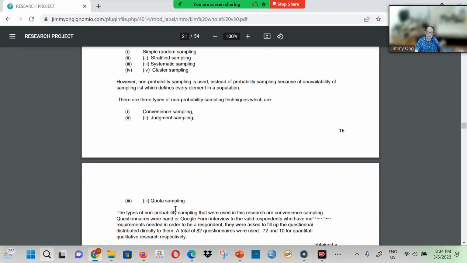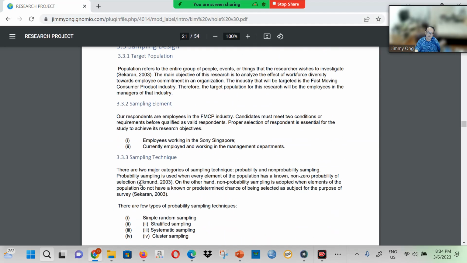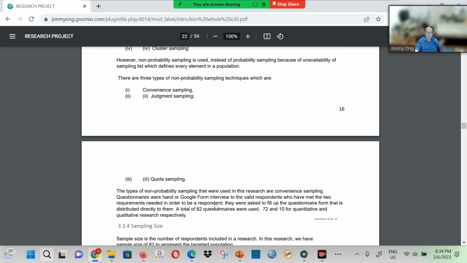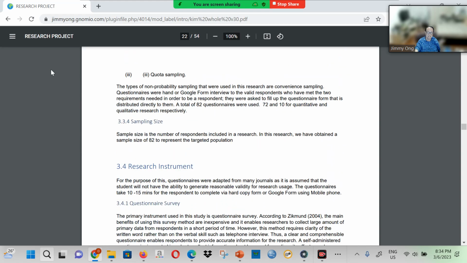Oh, so now you have to write like this. And you need to have some reference. As I say, every page must have a reference. Right. Sample technique, sample size. So you need to describe all this. Right. And this, as I said, is all under here.